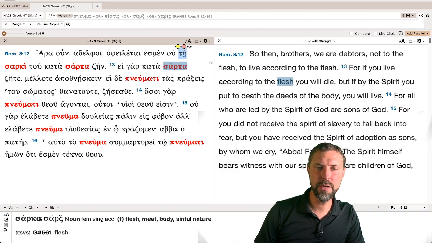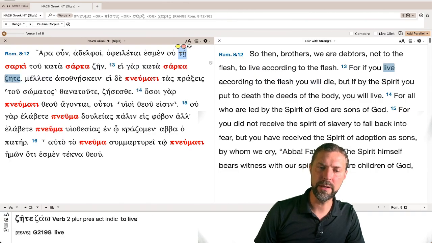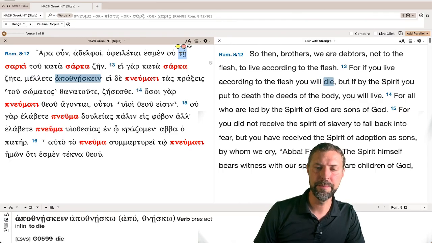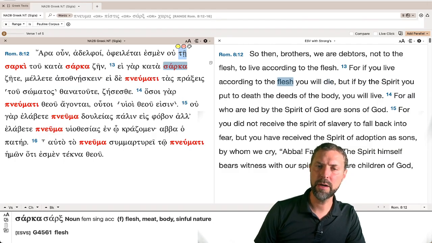"For if, according to the flesh, you should be living," or you are living, this is a present active indicative, second person plural. "You are about to die." Okay, this is an infinitive. We haven't learned it yet. But here I can work out what is sarka because we've already done it. This is a feminine singular accusative.